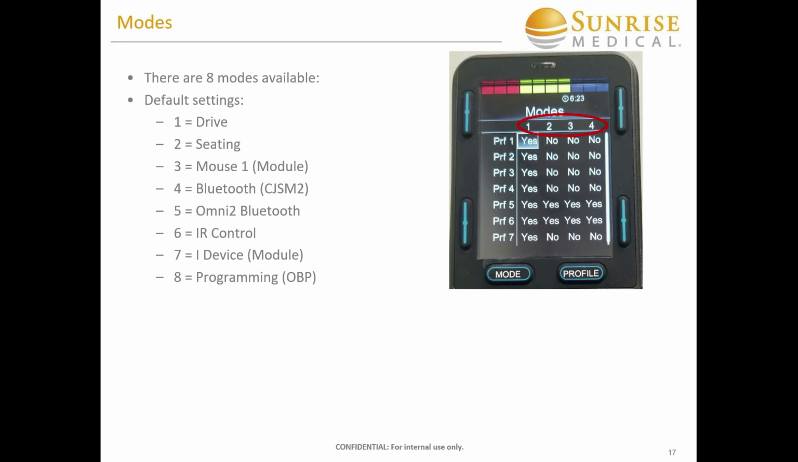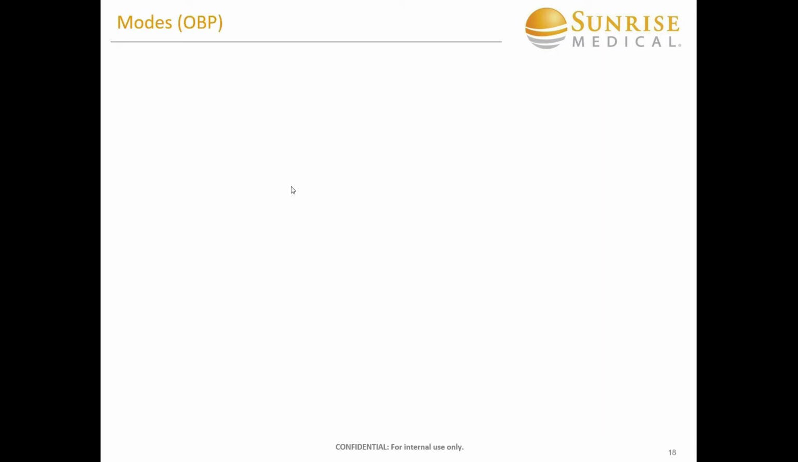And we've talked about this already. Drive profile 1, or mode 1, is drive, mode 2 is seating, and then we have this big bulk of them that are for IR and Bluetooth, and then number 8 is set up for onboard programming. Again, under the PC, you can see exactly what those names are. Okay, so let's talk a little bit about how the modes operate within each of the various profiles, because I think this is important to understand.